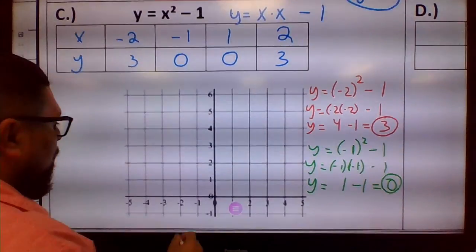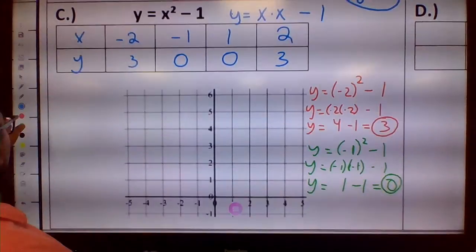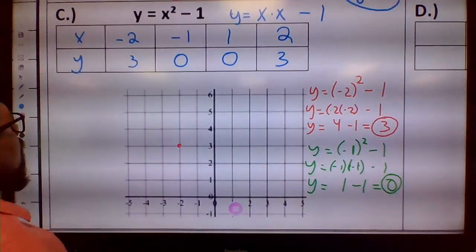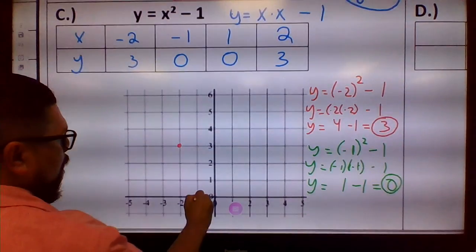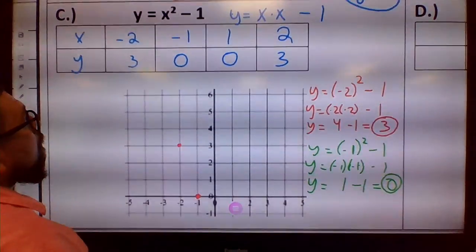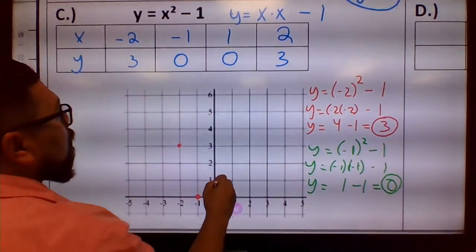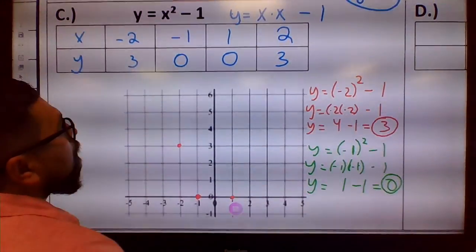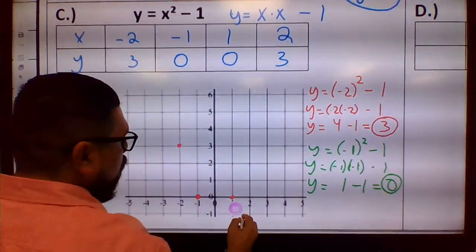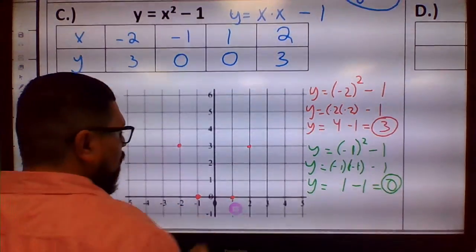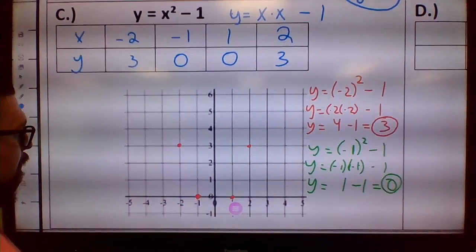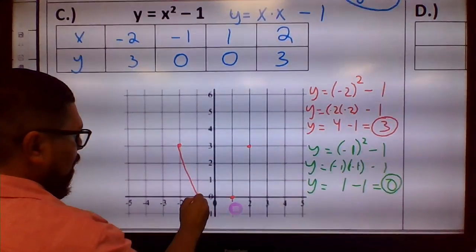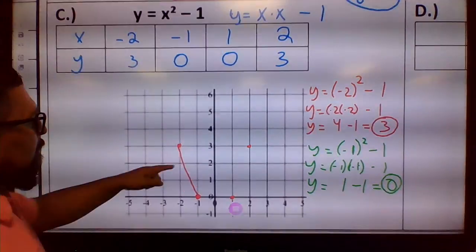Let's keep going. Let's go ahead and graph this. So negative 2, 3. Negative 1, 0. 1, 0. And then 2, 3. It looks like it goes something like this.